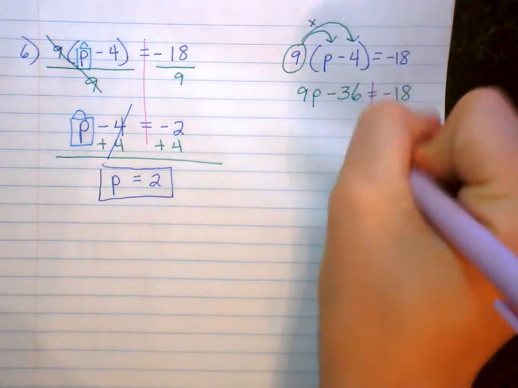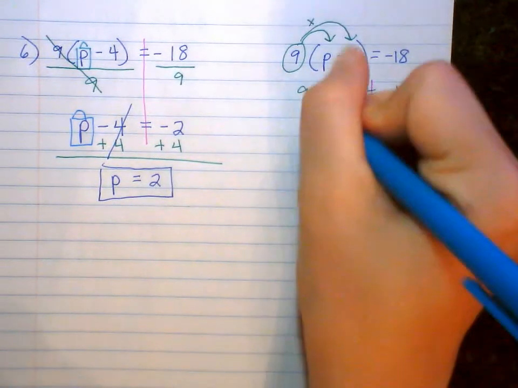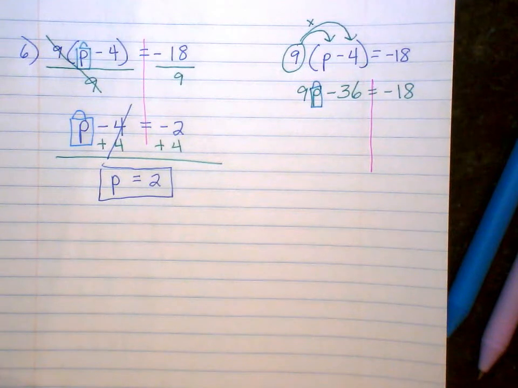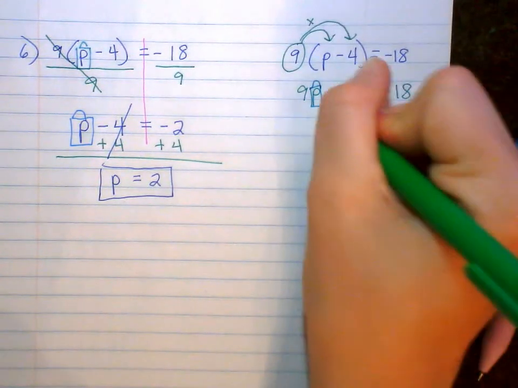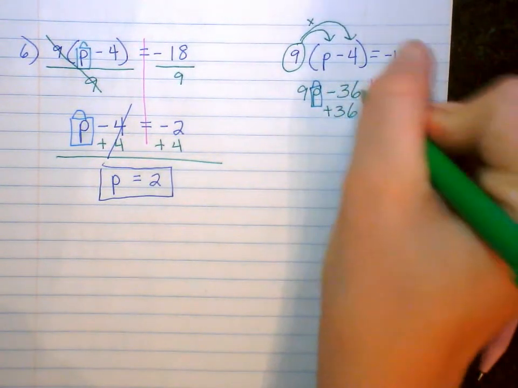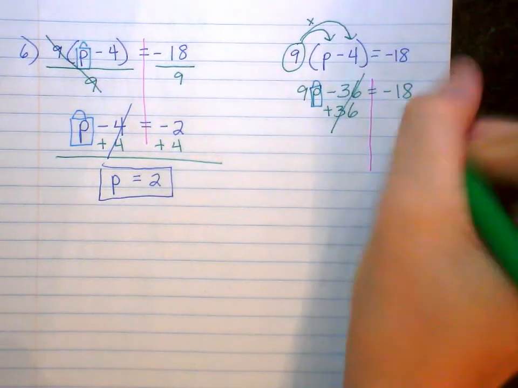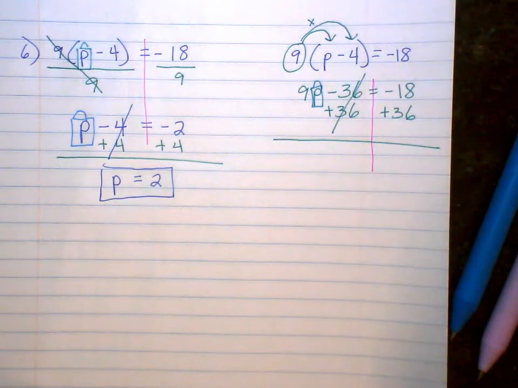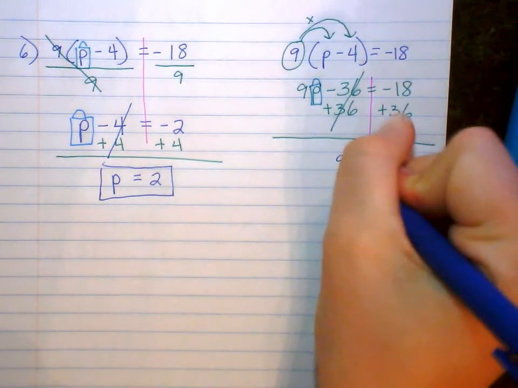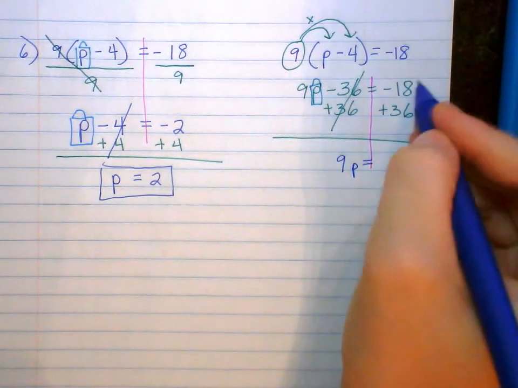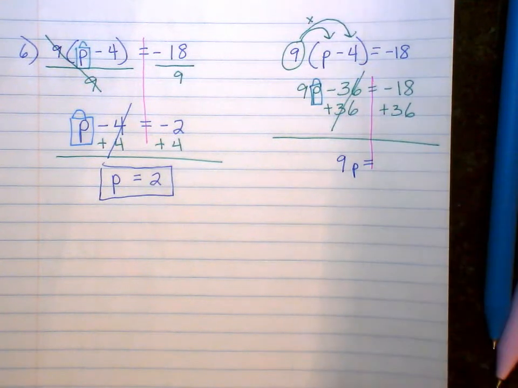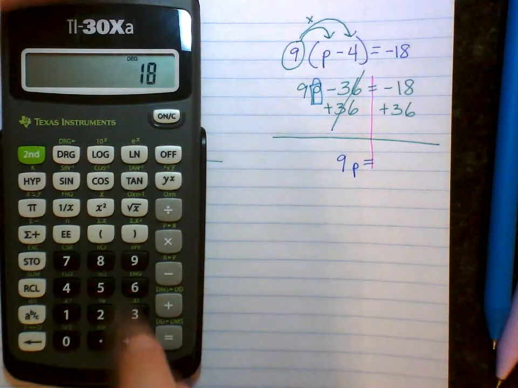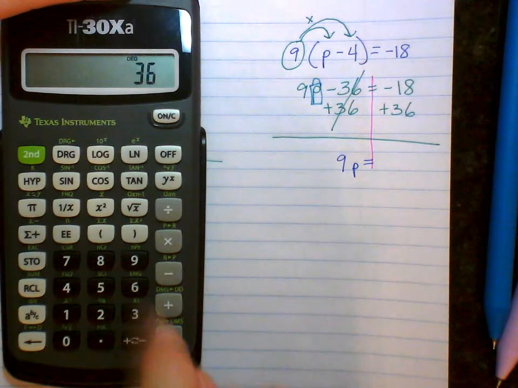Lock up the variable, draw the line, combine like terms. Add 36 to both sides. Negative 36 plus 36 goes away. So we're just left with the 9p on the left side. Negative 18 plus 36, I believe, is 18. I'm going to check it in my calculator because that'd be embarrassing if I was wrong. 18.